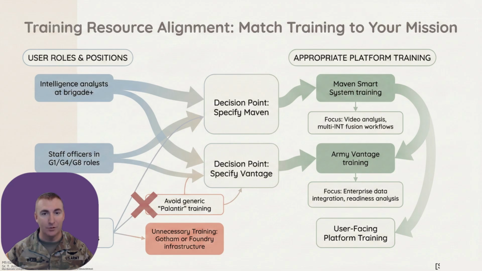Training alignment prevents wasted effort. Intelligence analysts at Brigade and above seek Maven Smart System training focused on video analysis and multi-INT fusion workflows. Staff officers in G1, G4, or G8 roles seek Army Vantage training focused on enterprise data integration and readiness analysis. Avoid generic Palantir training. Specify Maven or Vantage to match your operational requirements. Training on Gotham or Foundry infrastructure is unnecessary. Focus on user-facing platform training for your mission.